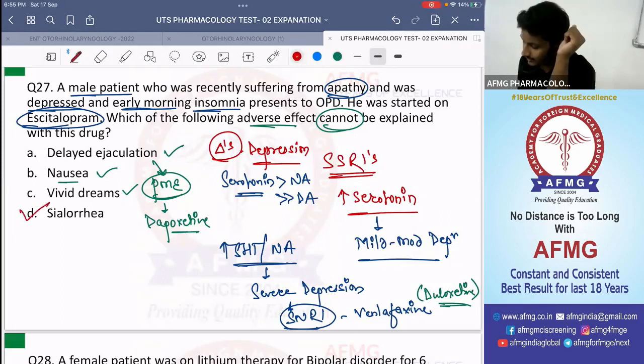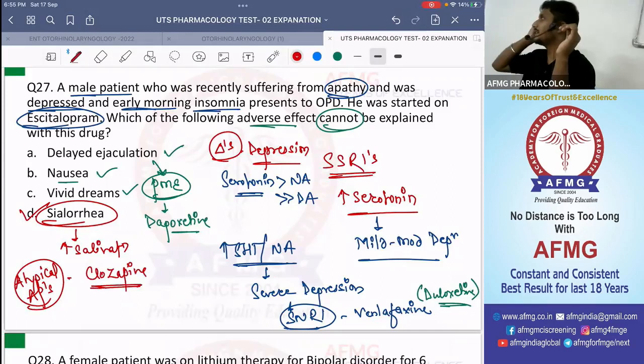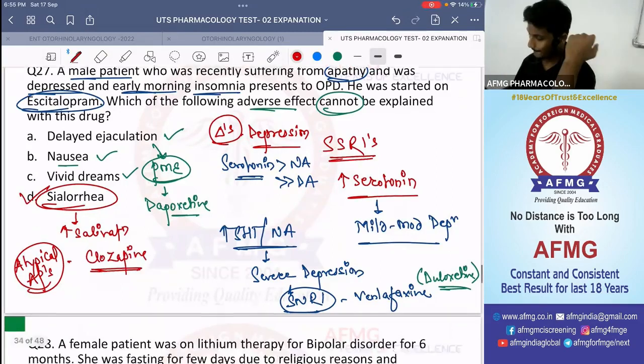Sialorrhea is not a side effect associated with SSRI. Rather, sialorrhea, that means excessive salivation, is a side effect associated with atypical antipsychotics. And the most important drug which causes sialorrhea is clozapine. The answer is clozapine. No issues with this, okay, remember.